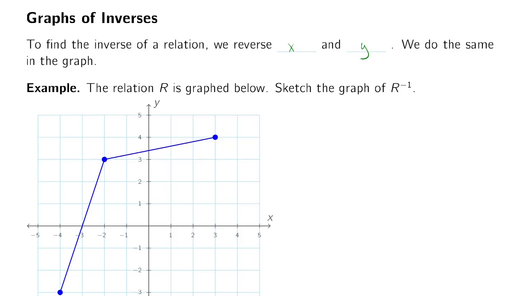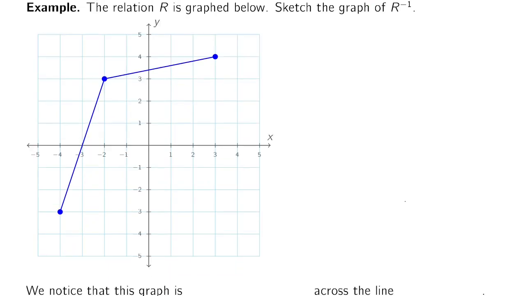So here we have the graph of a pretty simple relation. Right, in this graph, we have these three key points. So we've got 3, 4, -2, 3, and we have -4, -3. To take the inverse relation, we take each of those pairs and reverse the x and y coordinates.